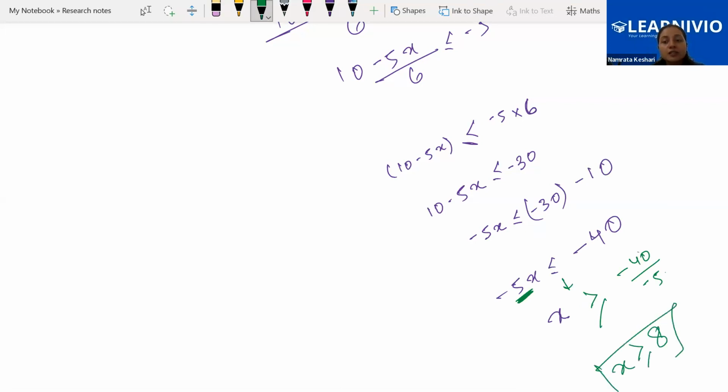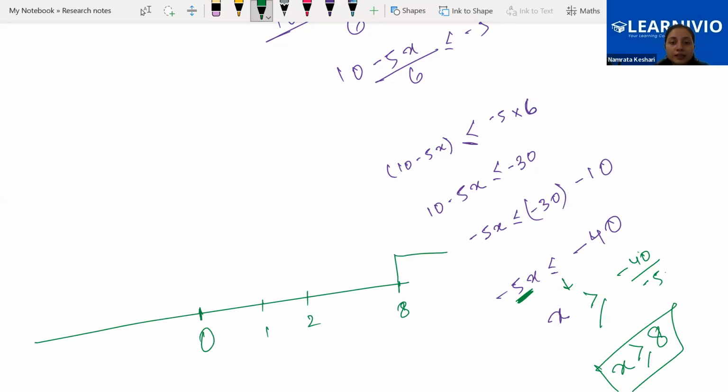This is the answer. If we have to represent this answer on the number line, we will be drawing a real number line. 0, 1, 2, somewhere 8 will be there. x is bigger than 8, so we can represent it like this. An equal sign is also there.